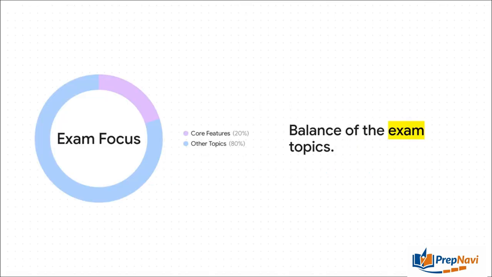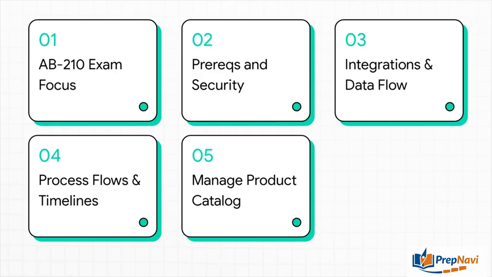As this breakdown perfectly illustrates, before you can even think about optimizing AI, generating predictive insights, or automating deal closing, which makes up the other roughly 80% of the exam, you have to dedicate a solid fifth of your prep to these foundational core features. You simply cannot deploy AI agents or qualify leads if your basic sales environment isn't properly configured right out of the gate. Okay, here's our roadmap for today. We'll start with the AB-210 exam focus, move into prerequisites and security, cover integrations and data flow, dive into process flows and timelines, and finally, we'll look at managing the product catalog.